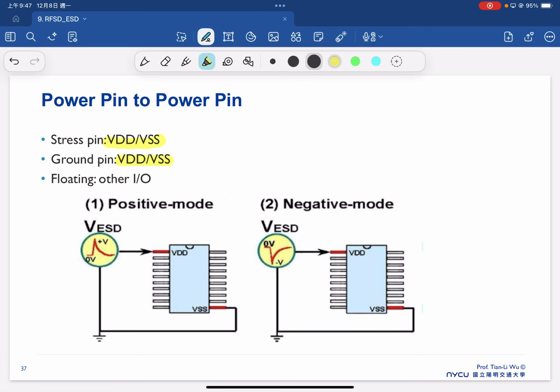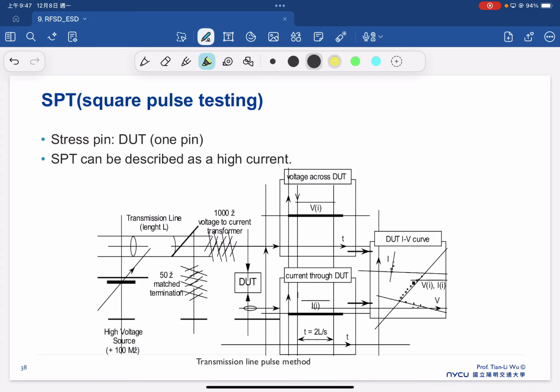And we also have this square pulse testing. We stress a pin of the DUT, and then we try to give as high a current as possible. That's very similar to our TLP. This is exactly the TLP pulse method. We give each pin one TLP and look at whether there are ESD values or not.